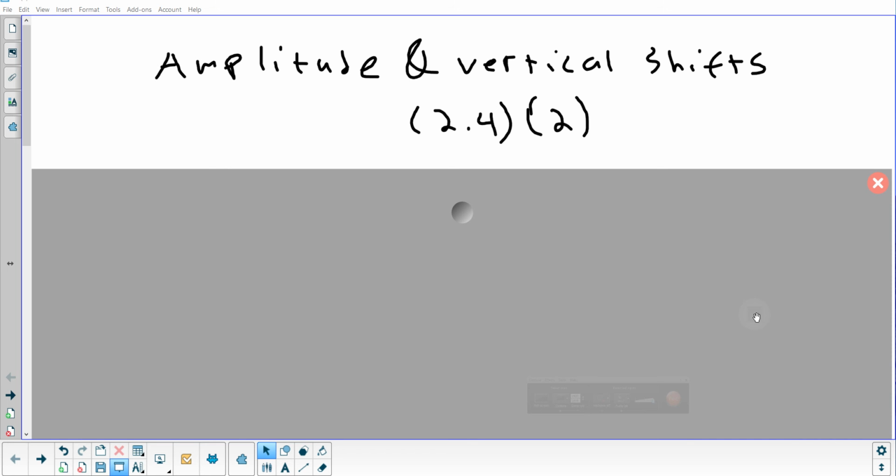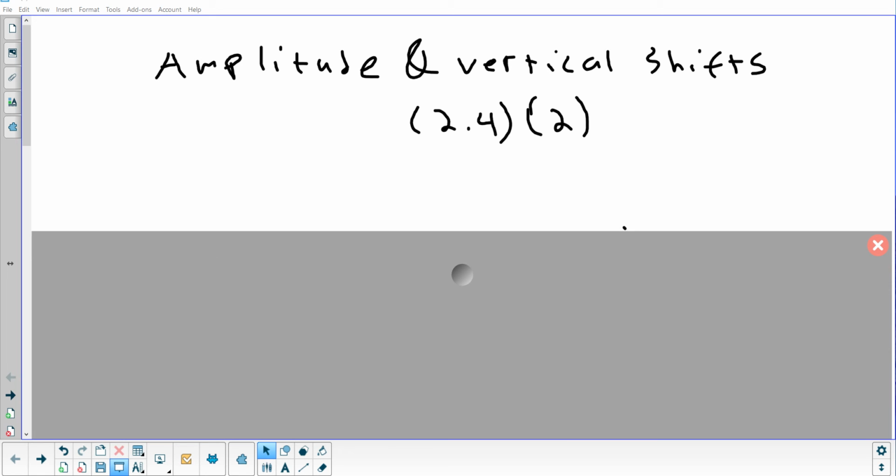Second part of graphing sine and cosine is on amplitude and vertical shifts. So we looked at phase shift yesterday, which was left and right. Today we're going to look at two transformations, okay? Both of the verticals. So we'll talk about how to shift up and down and how to stretch up and down.